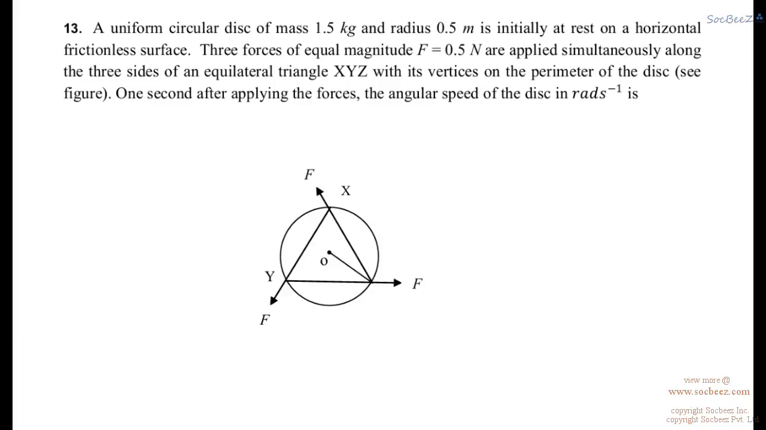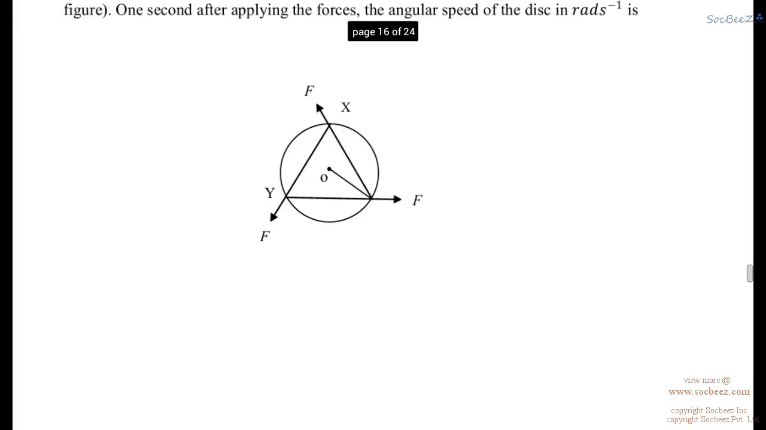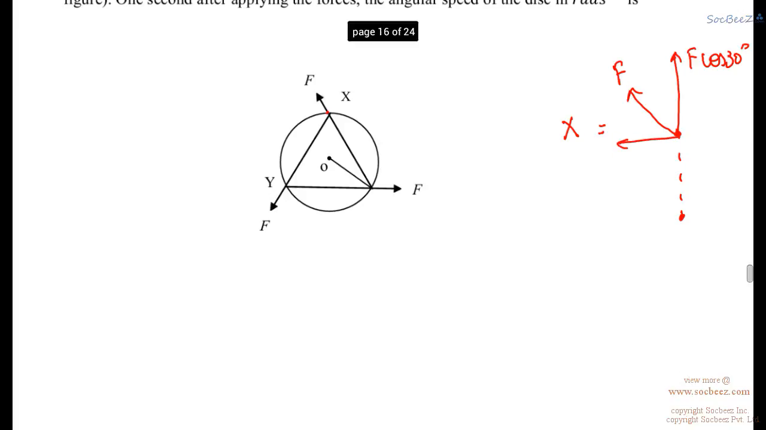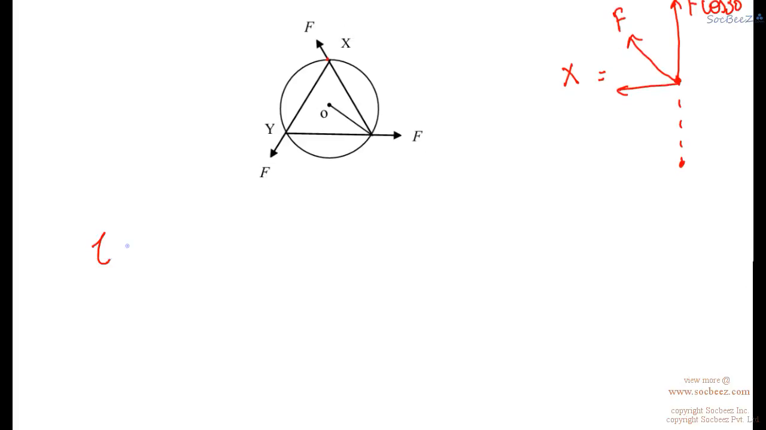if we draw the free body diagram, suppose this is at point X, therefore the FBD will look something like this. This will be F cos 30 degrees, okay, and this will be the circle's center, and this will be the vertical component of F. Okay, so at this point it will look something like this.